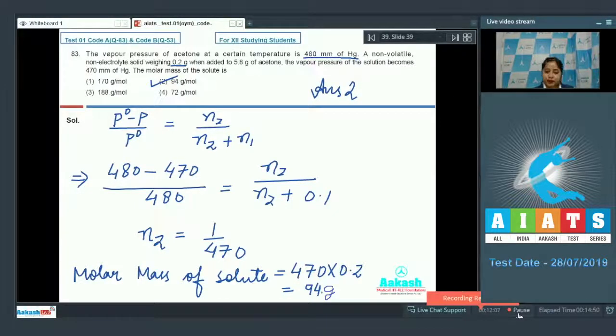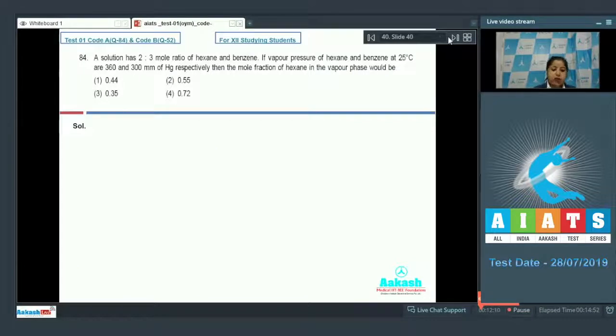Class, let's move to our next question, which is question number 84. Let's read the question first. A solution has 2:3 mole ratio of hexane and benzene. If vapor pressure of hexane and benzene at 25 degrees Celsius are 360 and 300 mm of Hg respectively, then the mole fraction of hexane in the vapor phase would be, the given options are 0.44, 0.55, 0.35 and 0.72.